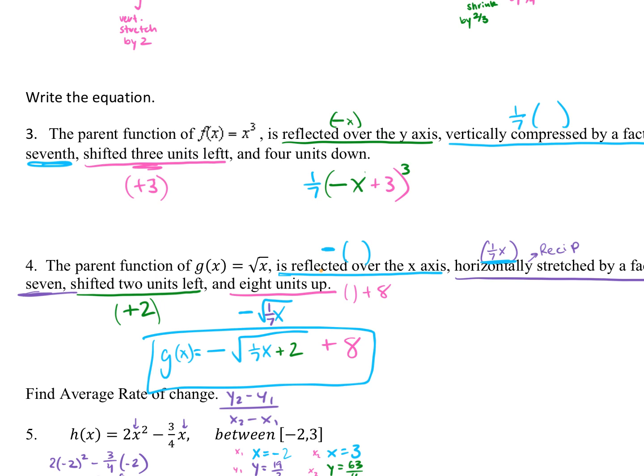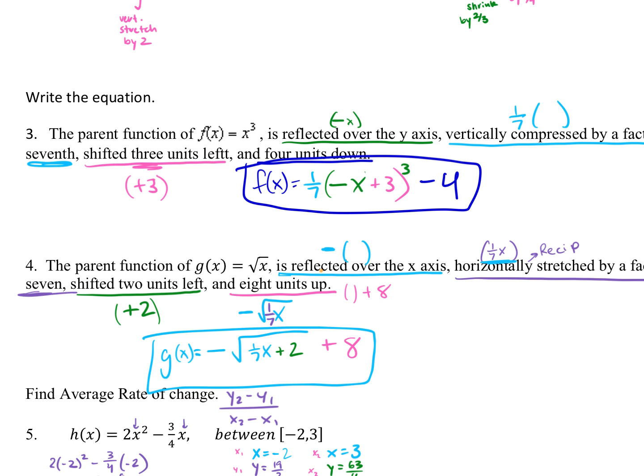And then 4 units down. Compressed and shrink mean the same thing. This would be -4 on the outside. So our function would be this. You're welcome.